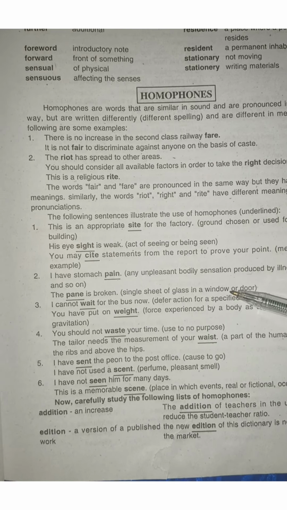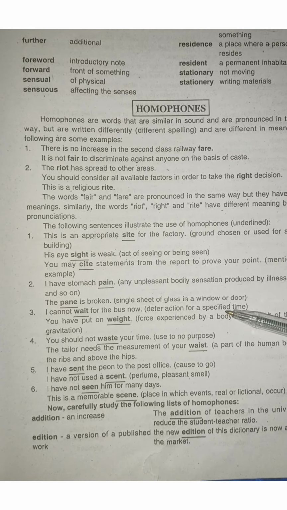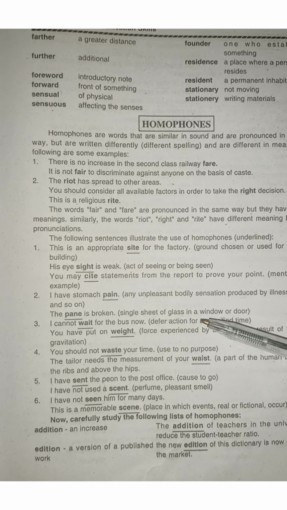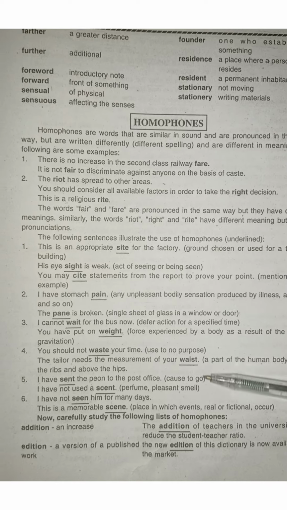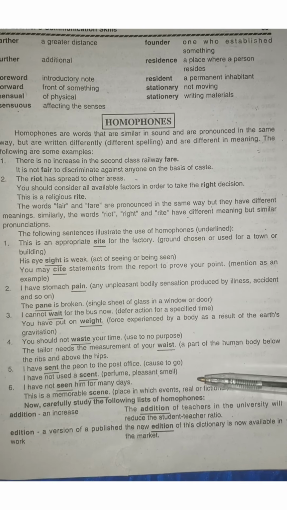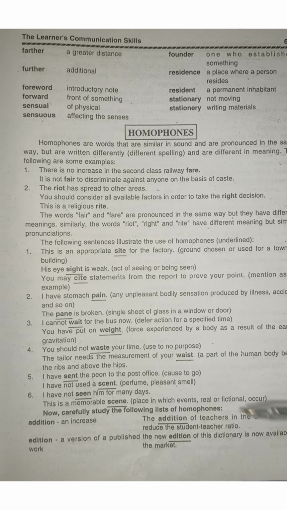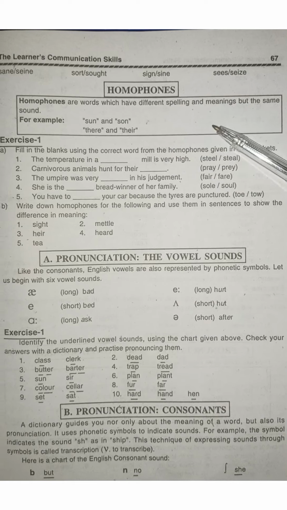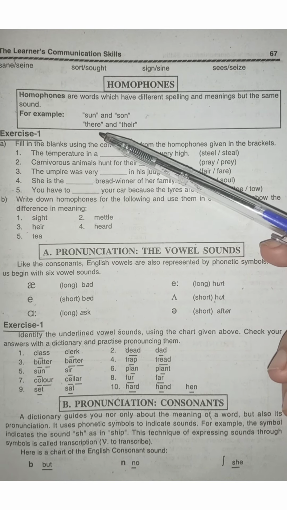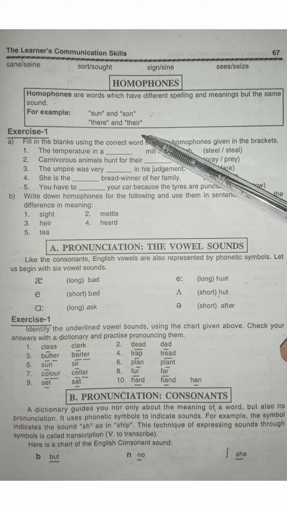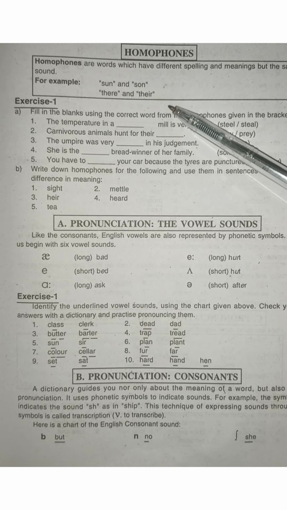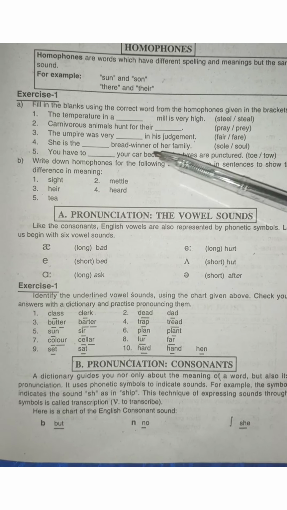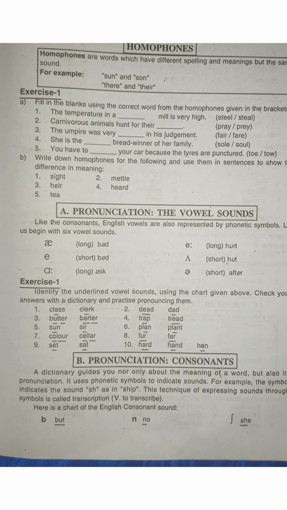But in homonyms, spellings are the same, pronunciations are the same, but their meanings are different. So there is a difference between homonyms and homophones. Here we have a lot of examples that will help you to better understand homonyms and homophones. Homophones are the words which have different spelling and meaning but the same sound. For example, sun and son, there and their. In this book they have explained the difference between homonyms and homophones in a very easy way. So I hope that you have got the difference between homonyms and homophones.